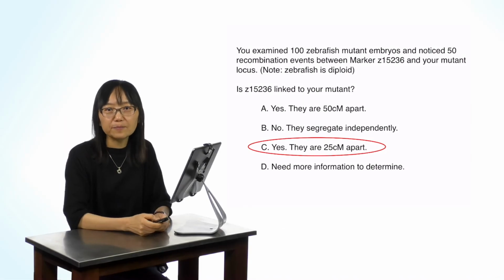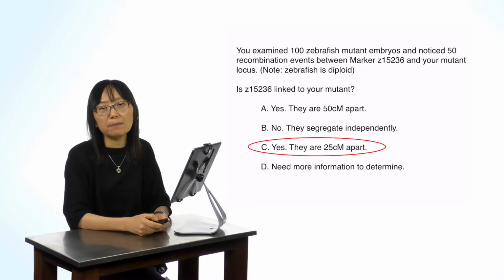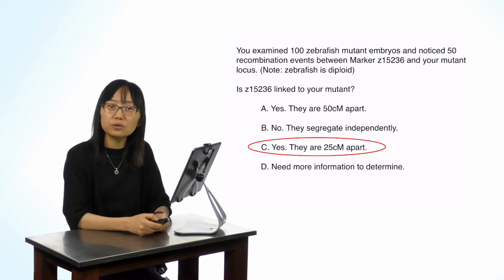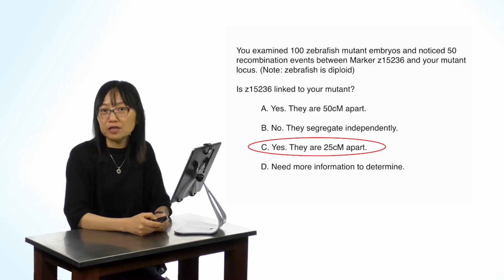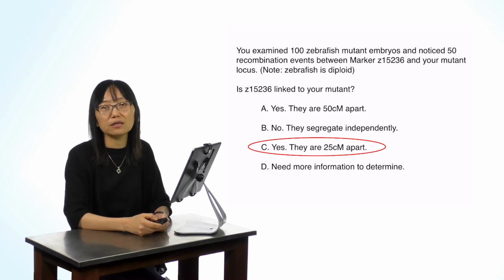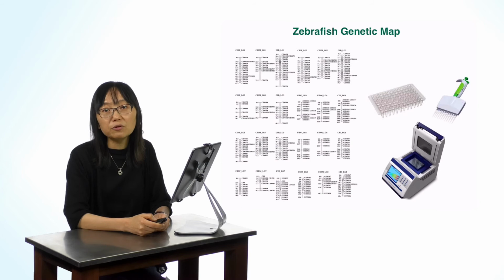The answer is C. They are linked. 50 recombination events detected in 100 mutant embryos means 50 recombination events out of 200 meiosis, which equals 25%, which equals 25 centimorgan. To map mutations in the lab, we usually start by setting up a panel of 96 PCR reactions. Zebrafish has 25 chromosomes. We choose approximately 4 markers per chromosome. That means a plate of 96-well PCR reactions can give you a rough idea where the mutation is in the zebrafish genome.